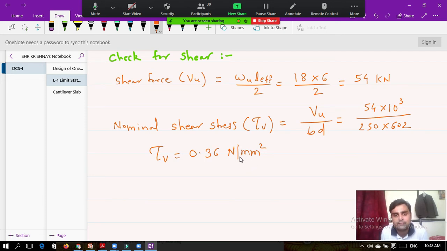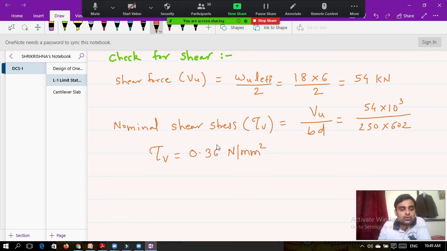Don't get confused. Okay. So now nominal shear stress is 0.36. What does this mean? The shear force in this beam is 54 kilonewton, and the shear stress developed in this beam is 0.36 Newton per mm square. This is what is the understanding from these two values.